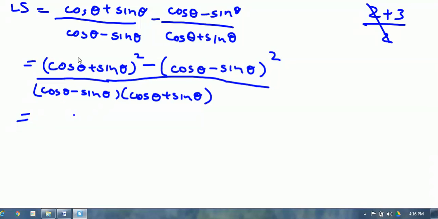I don't have any cos squared theta plus sine squared theta. That would be nice because then I can make that 1. But I'm going to have to expand this out. There's nothing else to do.